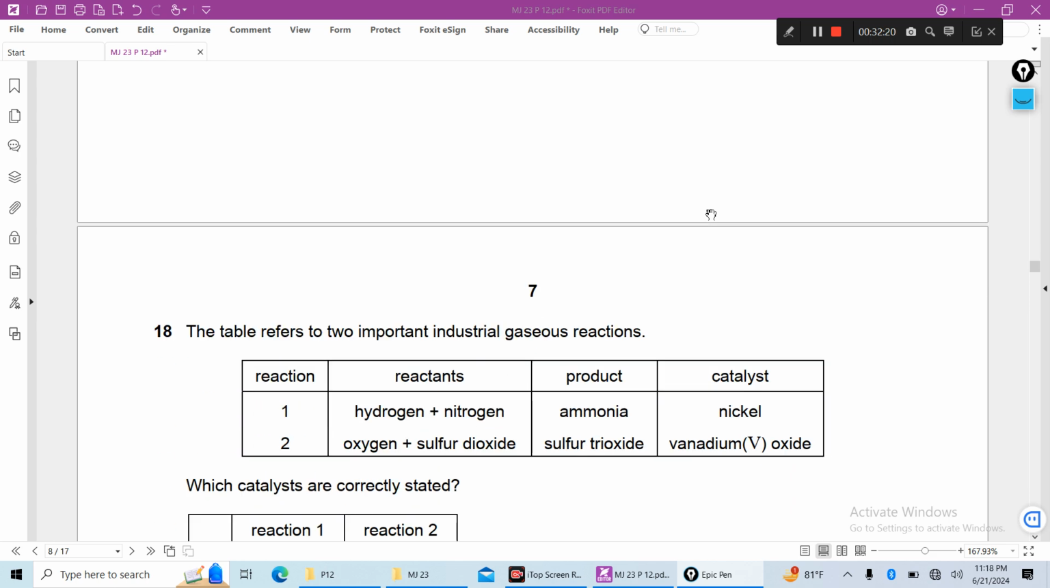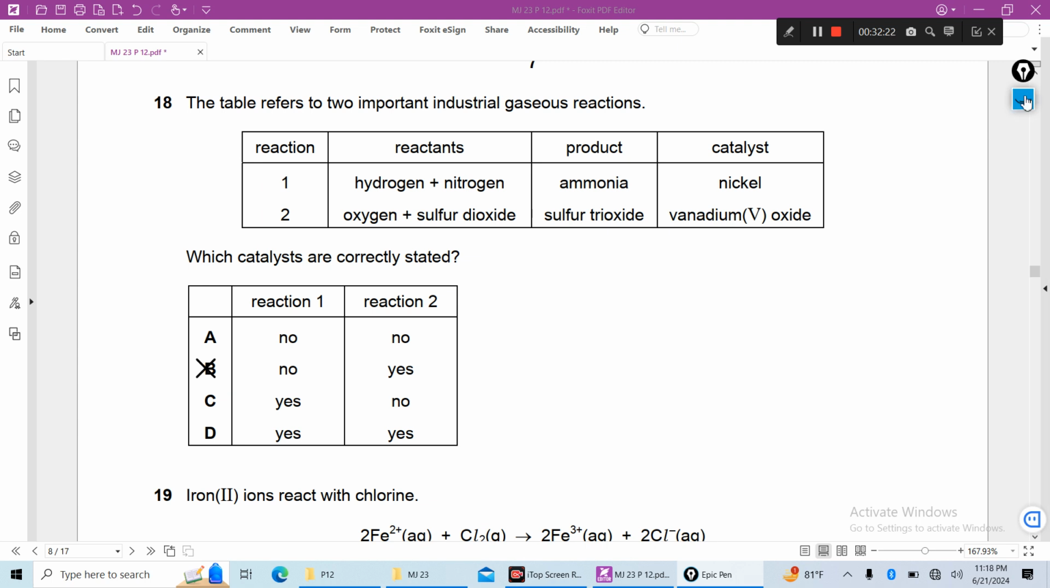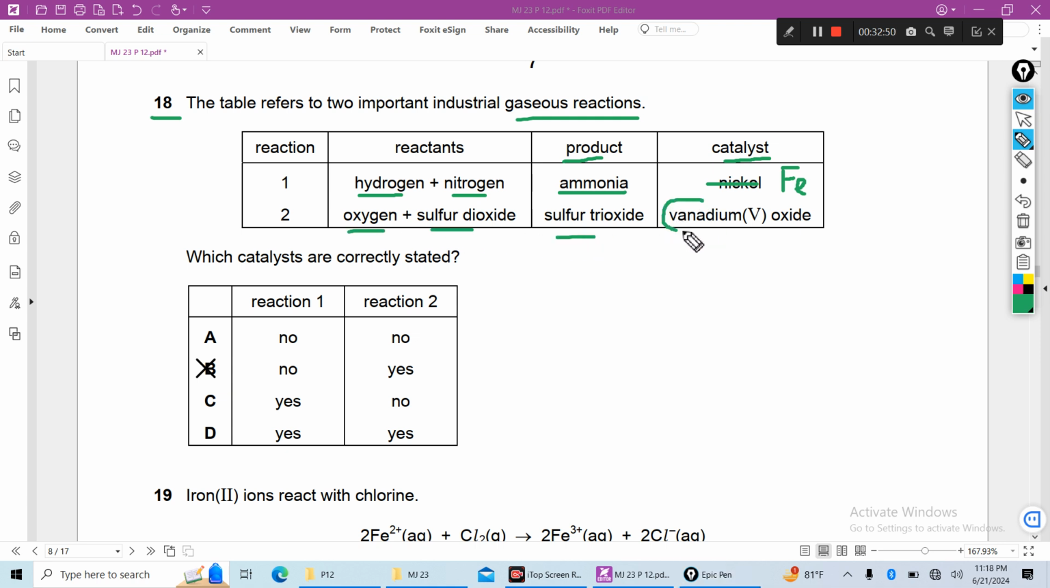Next, the table refers to two important industrial gaseous reactions: hydrogen and nitrogen, product ammonia, catalyst nickel. This is wrong. Catalyst will be iron. And oxygen and sulfur dioxide, this is true. Vanadium(V) oxide catalyst is used.